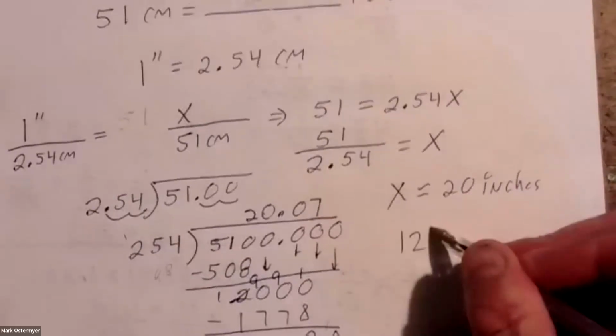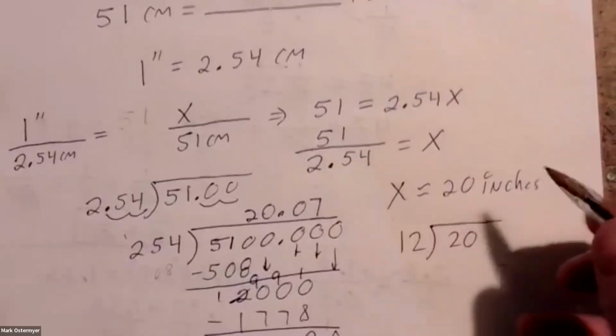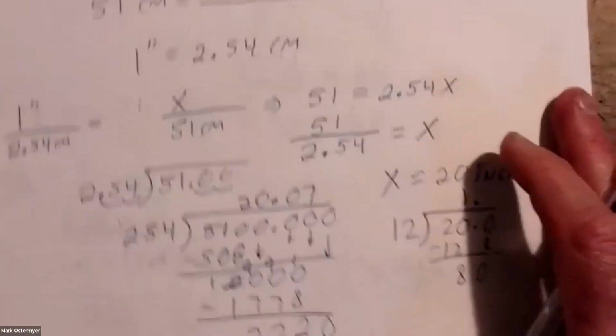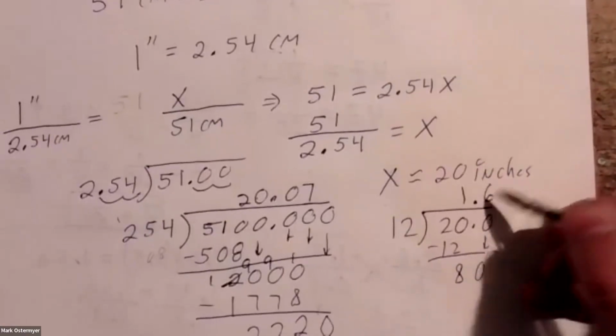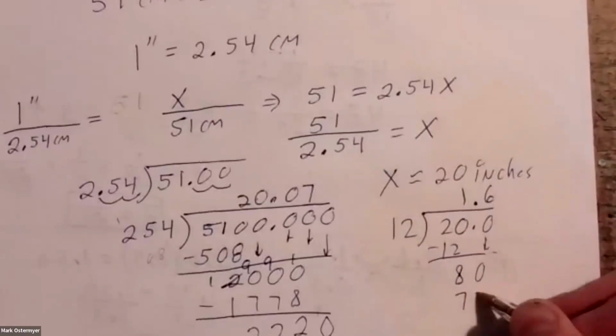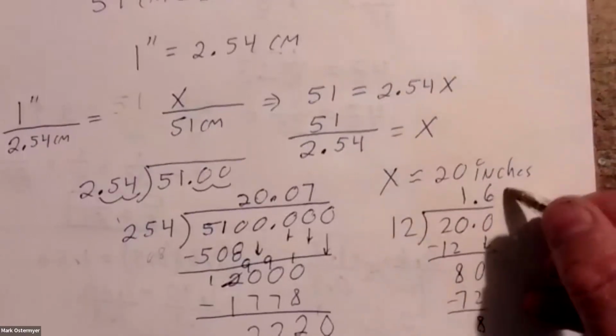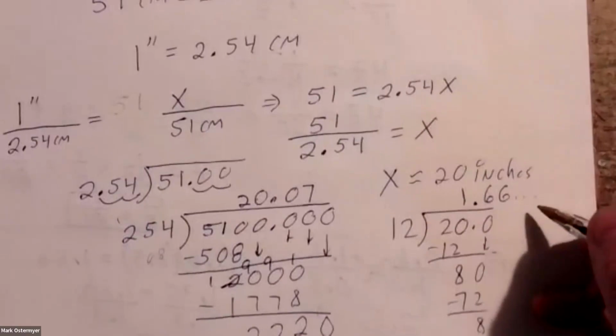So it's 1.67. 20 inches equals 1 point something. 12 inches in a foot, right? So we divide 12 into 20, correct? That gives me 1.67 feet in 20 inches. 12 goes into 80, 6 times. 72, 80. So this is repeating, isn't it? 0.666. So 1.67. So we know we got 1 foot, correct?